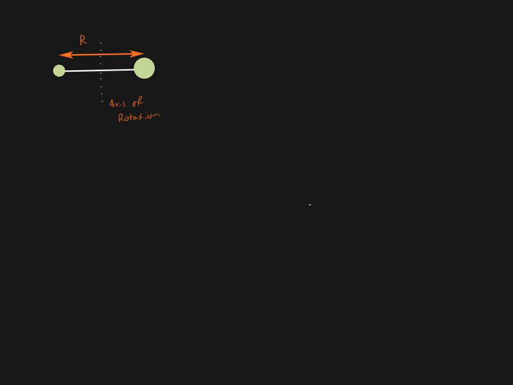Okay, so let's take a look now at an example. What we have here are two spheres. We're going to consider them to be point particles. They're separated by this distance r from center of mass to center of mass. The small one has a mass of m, and the large one has a mass of 2m. Our axis of rotation is going to be right here. So this is an example for calculating the moment of inertia for discrete particles.